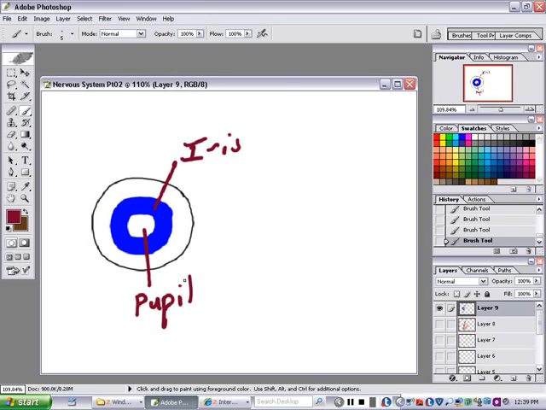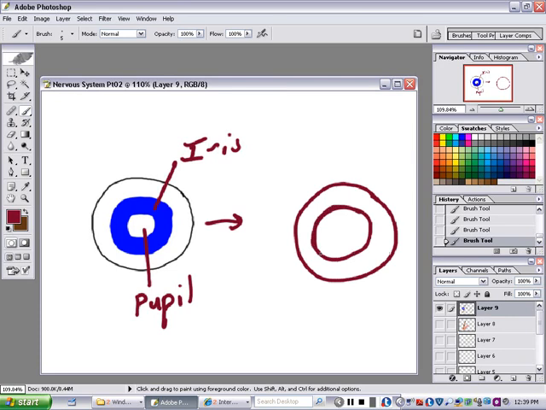Why would it get larger? What's the rationale? Exactly. Your pupil is going to relax so that you can allow more light. Your pupil is going to get larger. And so in a stressful situation, you're going to end up with a dilated pupil. And so the second response is pupillary dilation.